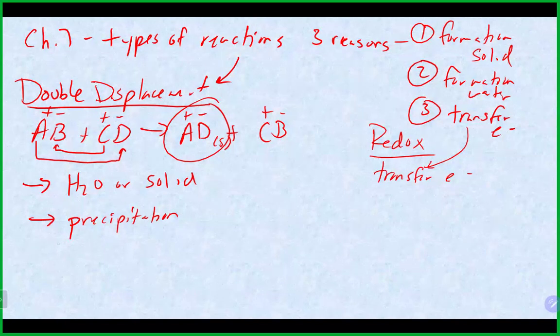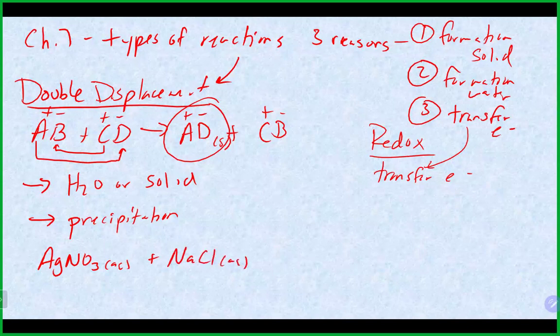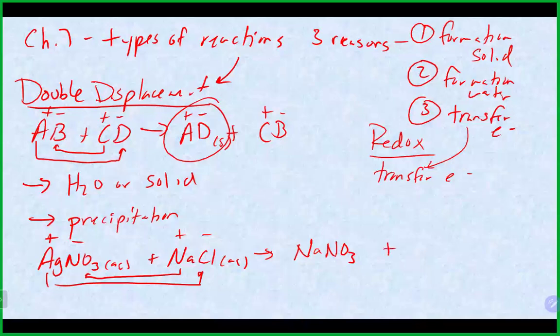So if we had something like silver nitrate plus some sodium chloride, once again that's a positive and a negative, so they're going to switch partners here, like so. When we put it together on the other side, remember, we want to get the correct formula down first before doing anything in terms of balancing. In this case, we end up with silver and chloride coming together, once again two new ionic compounds.